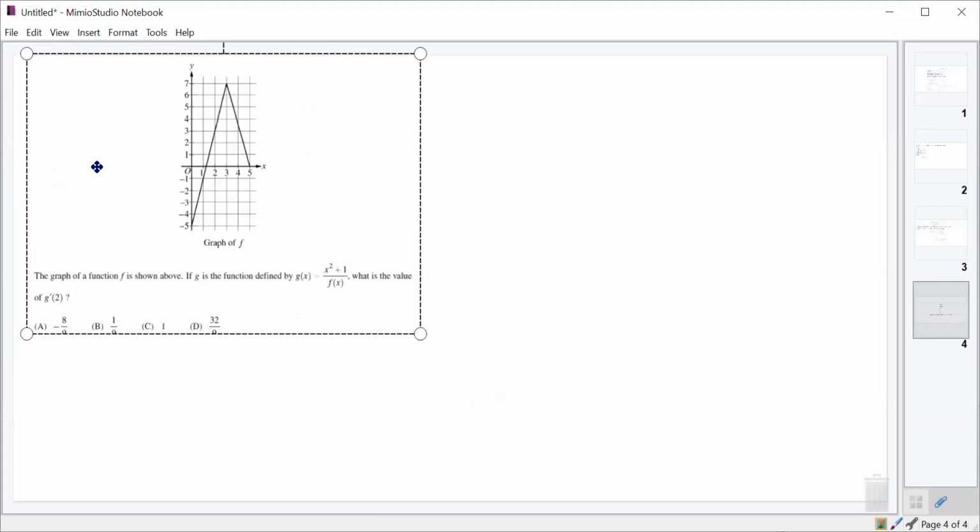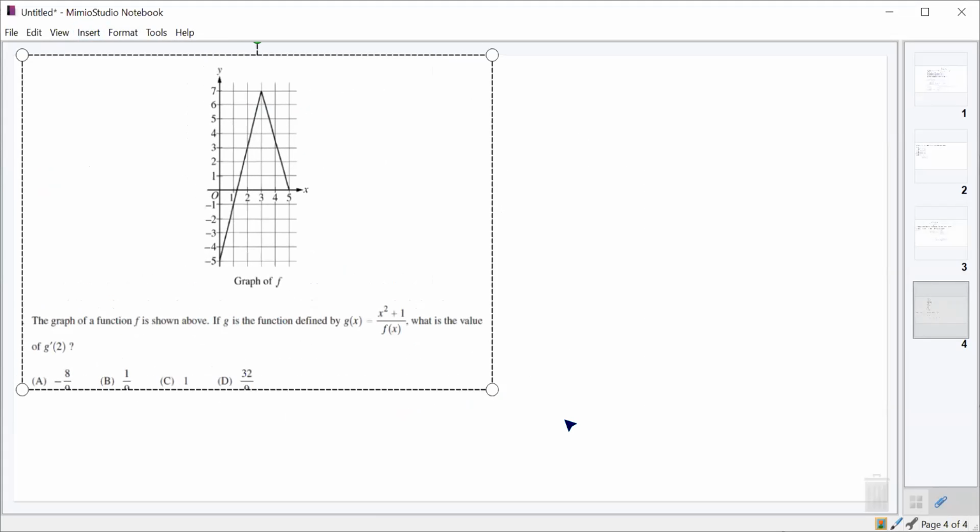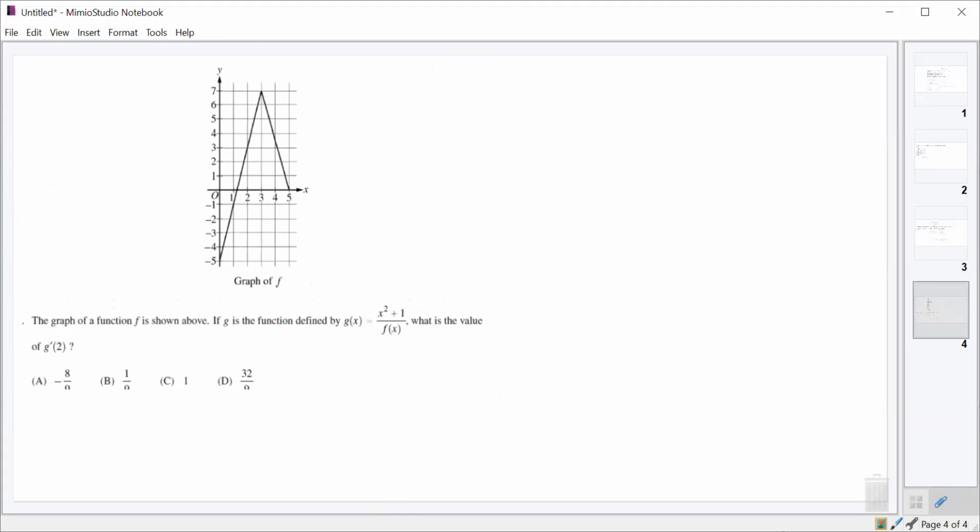All right. So we're given a graph of f, and we want to figure out some stuff about g, where g is x squared plus 1 over f of x. So we want to find out stuff about the derivative of g. So how do we find the derivative of this? We've got to use the quotient rule.